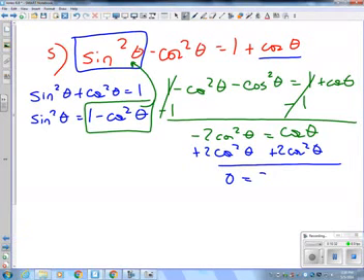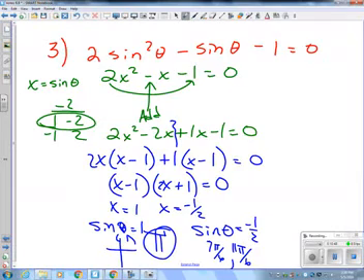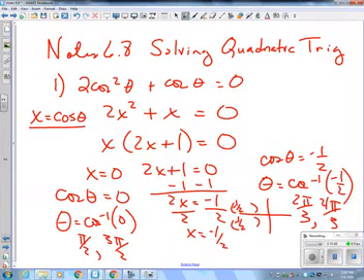That makes 0 equal 2 cosine squared of theta plus cosine of theta, because I cannot add those together. They're not like terms. One's quadratic and one's linear. This goes back and looks very similar to what we had on question number 1. Let's go back and see. As you can see, it perfectly matches up to question number 1.